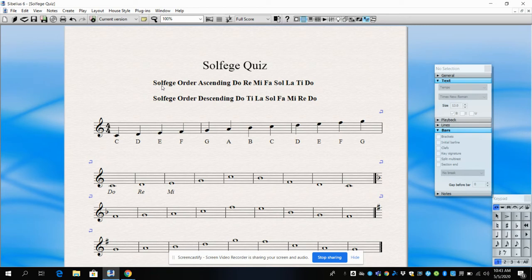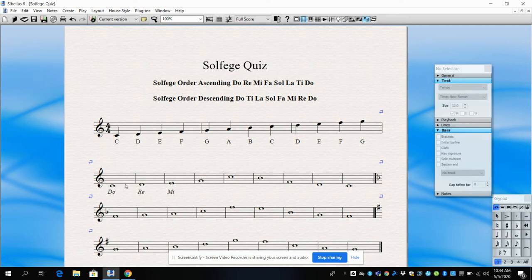I have provided you the solfege order as you go up the scale. Do, re, mi, fa, sol, la, ti, do. And then I've also provided you the order as you descend the scale. Do, ti, la, sol, fa, mi, re, do. And here I gave you your letter names just for reference, because I know a lot of you like to apply it this way. Remember, any note can be do, and I'm going to tell you what do is. You have to figure out the rest.